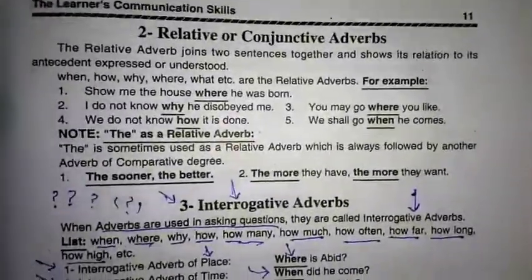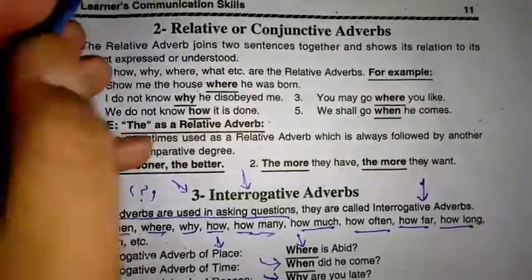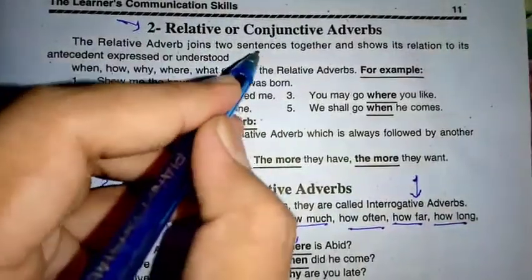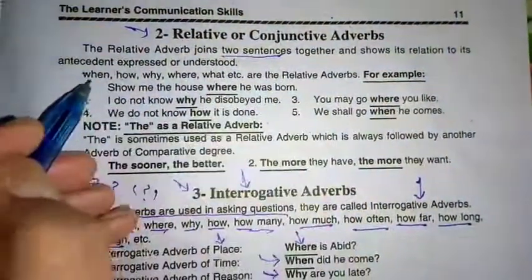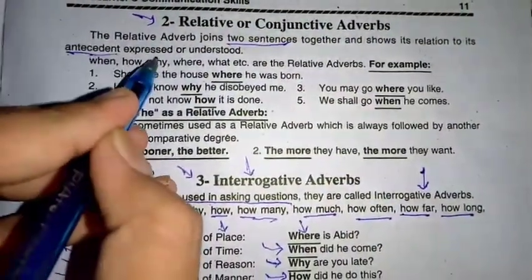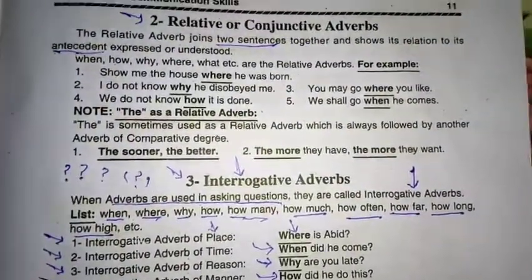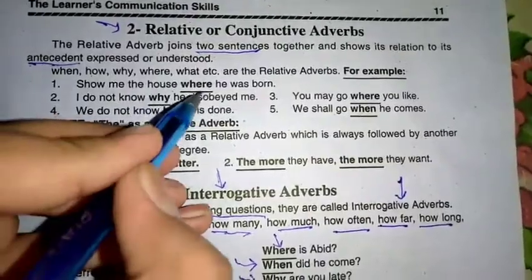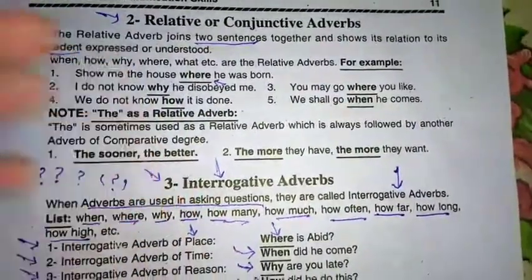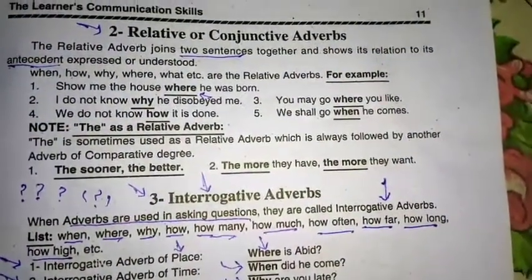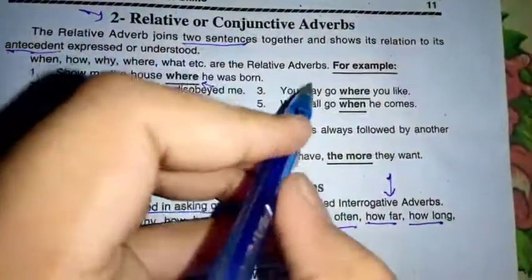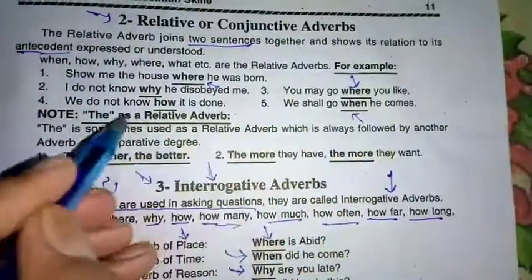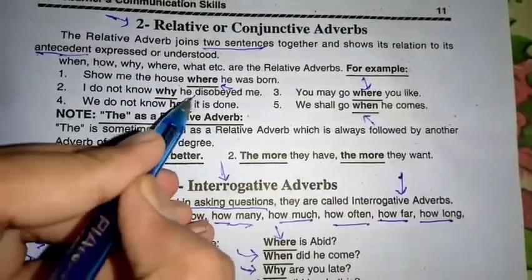We also have relative or conjunctive adverbs. The relative adverb joins two sentences together and shows its relation to its antecedent, expressed or understood. For example, show me the house where he was born. So it is connecting two sentences. You may go where you like. We shall go when he comes. We do not know how it is done.